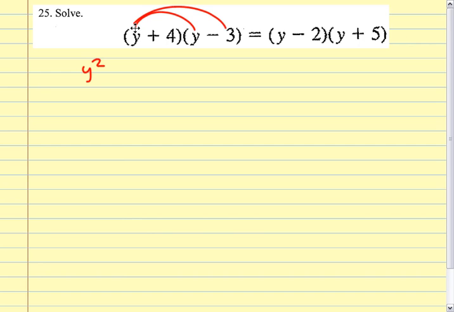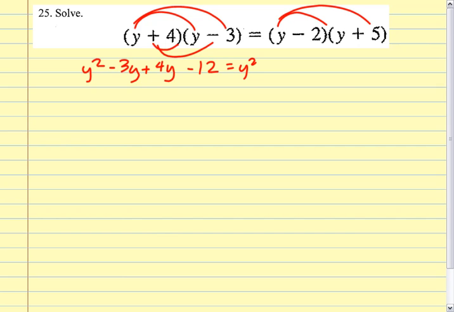Minus 3y plus 4y minus 12. And on the other side, y squared plus 5y minus 2y minus 10.